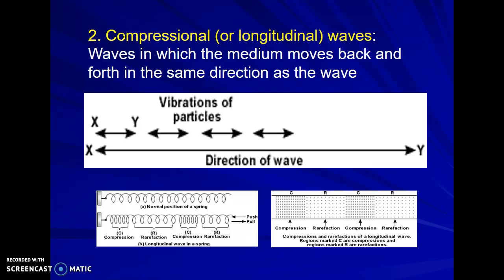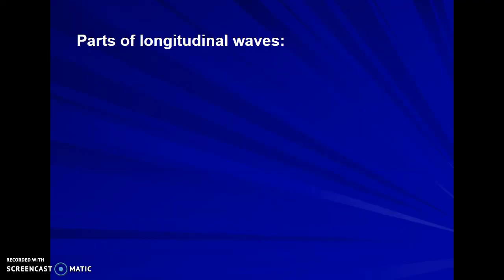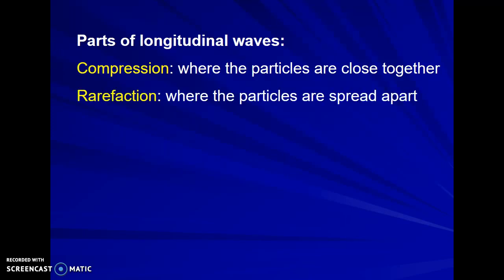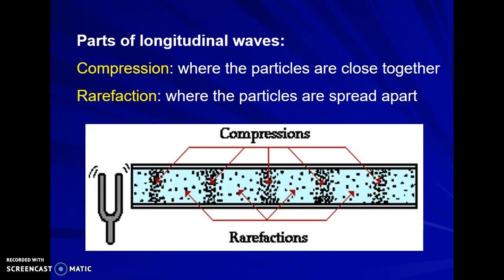Another way to visualize a compressional wave could be with the dots. So you can see compression is where they would be closer together, and the refraction is where they would be spread apart more. So there are different parts of longitudinal waves as well. Compression is where the particles are close together, which we saw in those pictures on the last slide. Refraction is where the particles are spread apart. So again, the compression is where they are closer together, and the refractions are where they are spread apart.